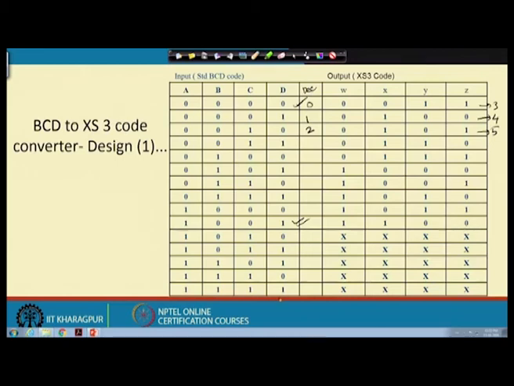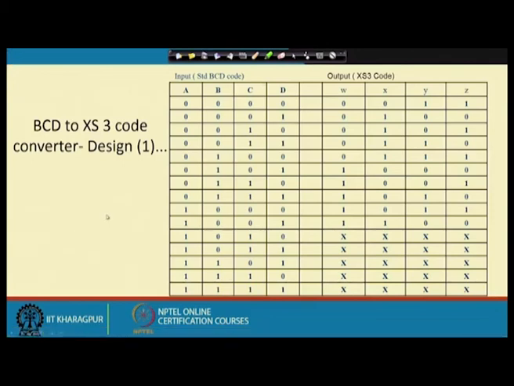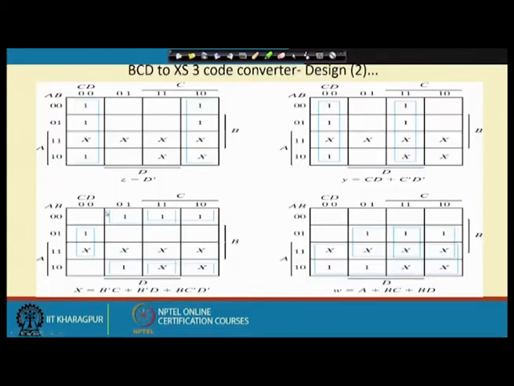For the rest of the 4 bit patterns, I do not need to consider them, because in BCD we do not have these combinations 1 0 1 0, 1 0 1 1 and so on. So, for them I can take the output to be simply don't care, because they will not appear in the conversion process. These patterns will never come. With this we can go to the circuit for the BCD to XS3 converter.